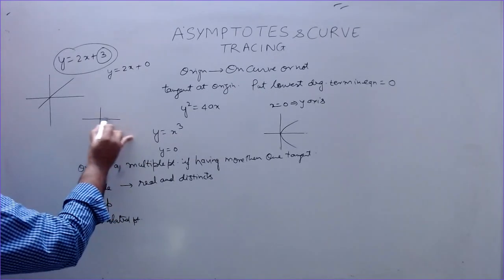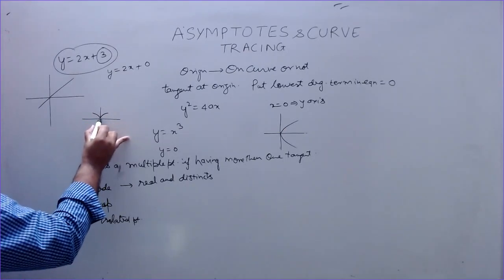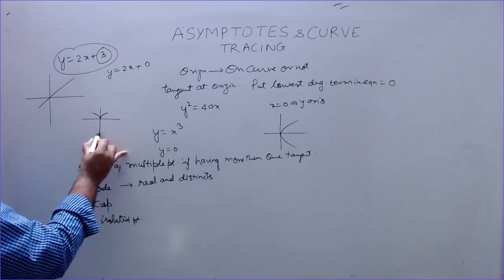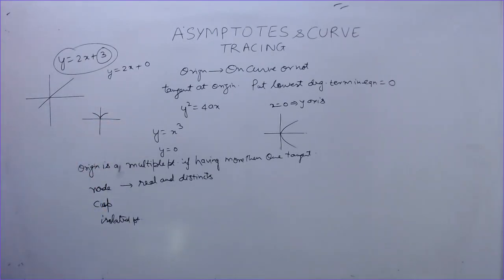Suppose the shape of the curve is like this. So this axis, the y axis, is the tangent at this point. So it is having two tangents which are real and distinct at the origin. So it is called a node.